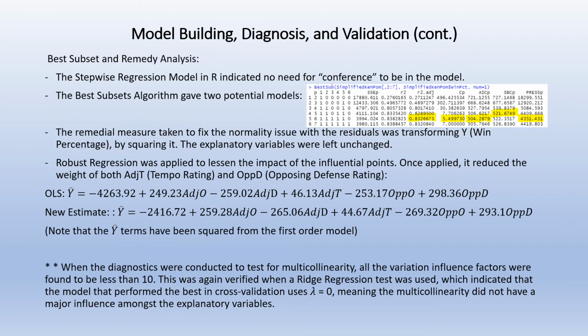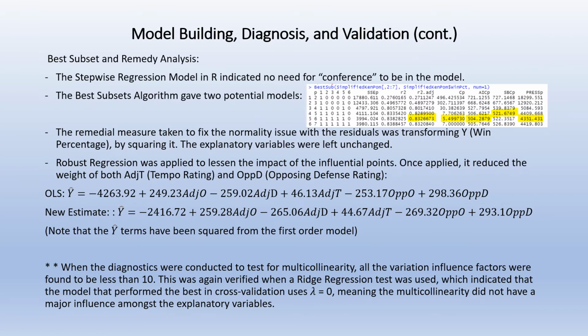So to validate my suspicion that conference could be dropped from the model, I performed a stepwise regression in R, and it indeed said that conference could be dropped safely. And you can also see this in the best subsets algorithm here. You can see in the highlighted terms that the model does not contain conference.